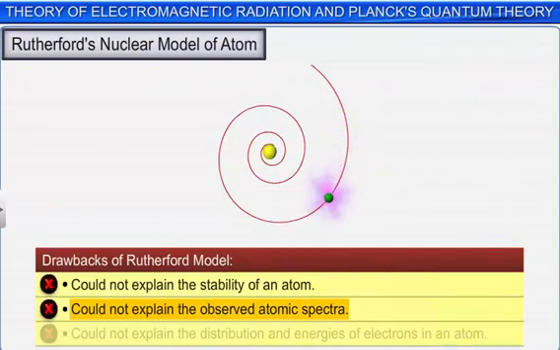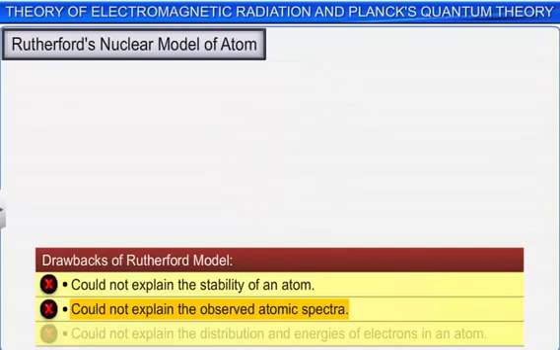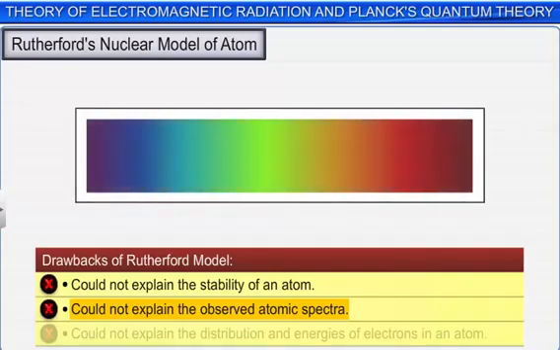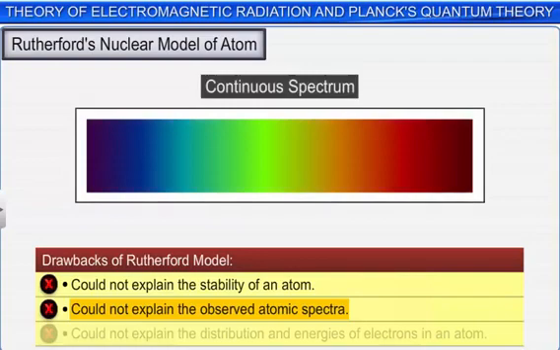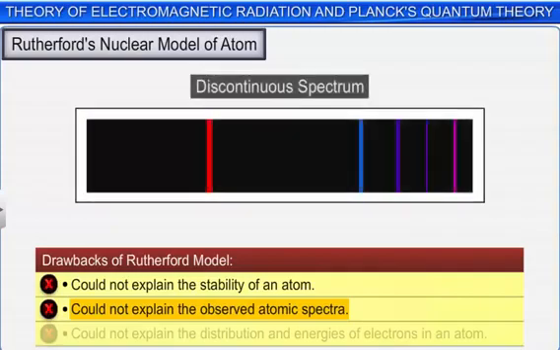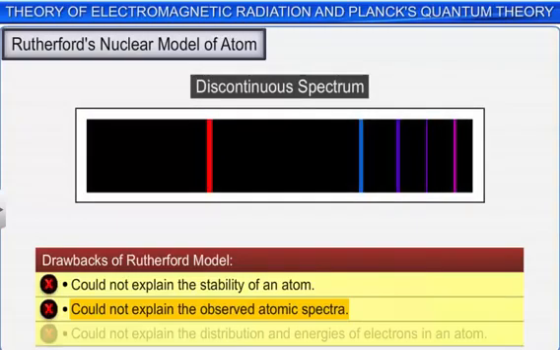This is because, according to the electromagnetic theory, an accelerated electron continuously emits energy, and ultimately it falls into the nucleus along a spiral path. As the electron is emitting energy continuously, the spectra of such an atom also should be continuous. But the spectra of elements indicate that atoms emit energy discontinuously, and hence Rutherford's atomic model couldn't explain the observed spectra of atoms.